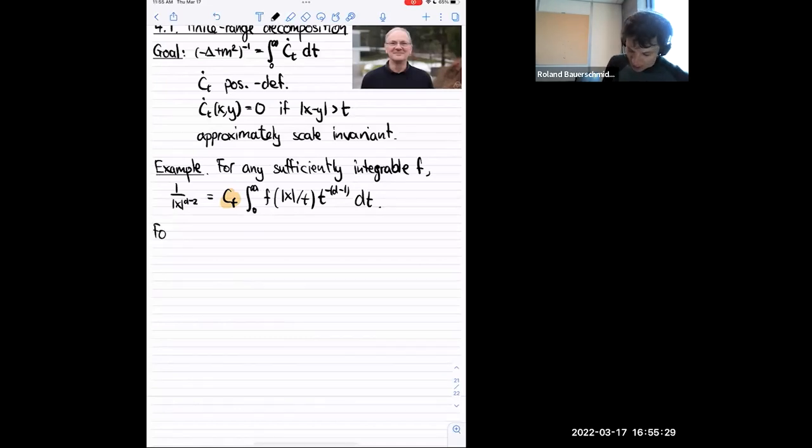You can choose any function f in this identity. And if you choose f such that f of absolute value is positive definite, with compact support, well, this gives a finite range decomposition as desired.